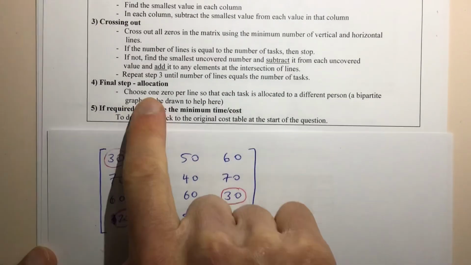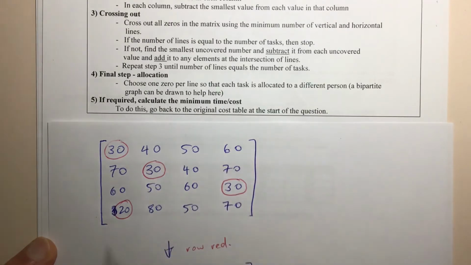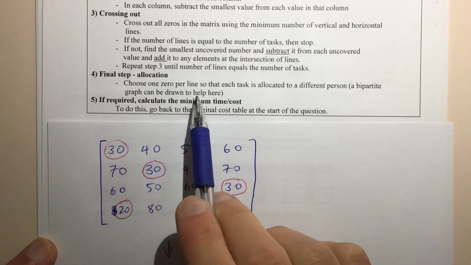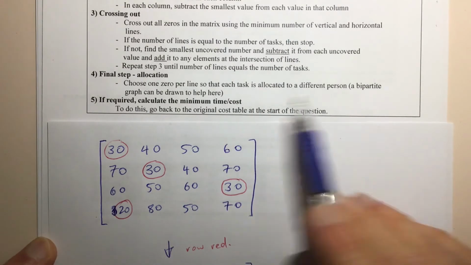So now we get to this final step, and this final step is the allocation, where we actually choose who's going to do what task. And so the way it works, and the zeros are really key here, we choose 1 zero per line so that each task is allocated to a different person. And we can draw a bipartite graph to help us here. We don't have to, but we can.